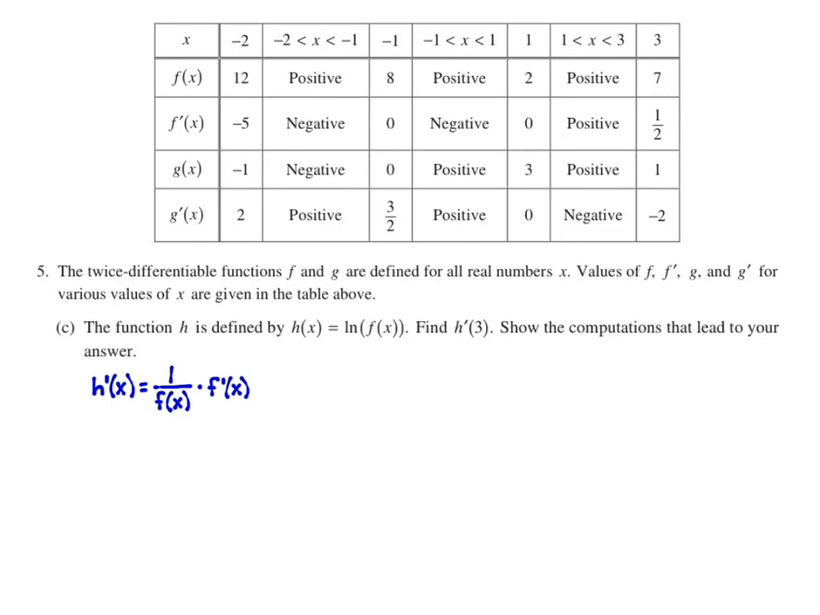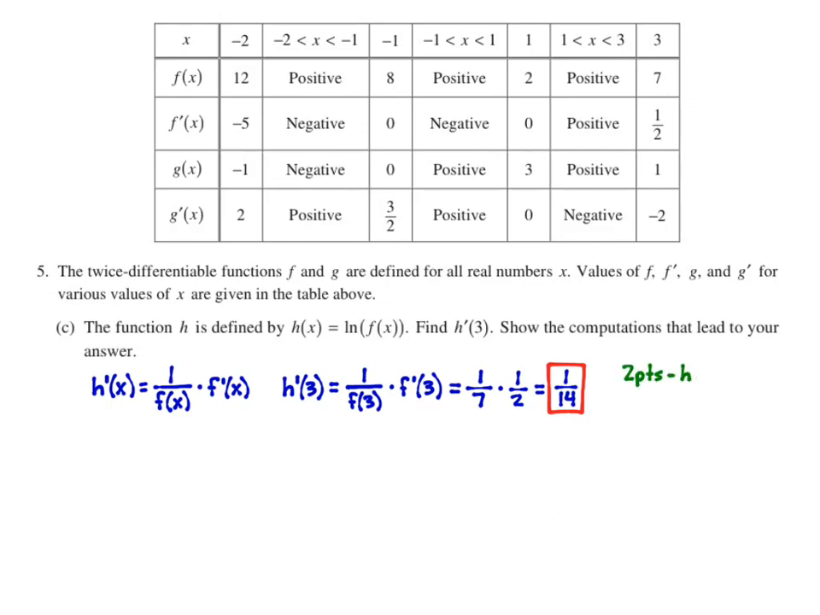So we need to figure out what h prime of 3 is. So we're just going to go ahead and plug 3 into the x value. And then from here, we're just going to use our table to evaluate these things. So you got 1 over f of 3 times f prime of 3. Well, f of 3 up here says f is 7 when x equals 3. And then f prime of 3 is going to be 1/2. So we end up with 1 over 7 times 1/2, which is 1 over 14.